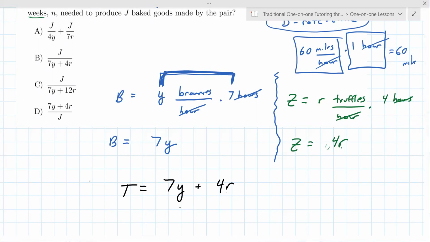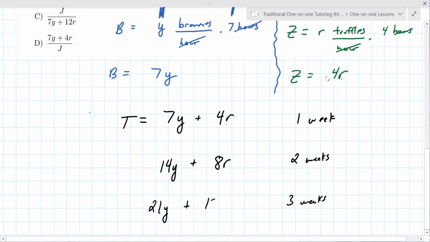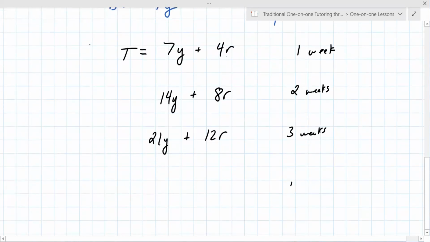So this is for 1 week. Do you agree with that? Yeah. If they worked 2 weeks, what would change? What would the 7Y become if it was 2 weeks? 14Y plus, what does this become? 8R. Okay. And how about 3 weeks? 21Y and 12R. Yep. Now, how about N weeks?